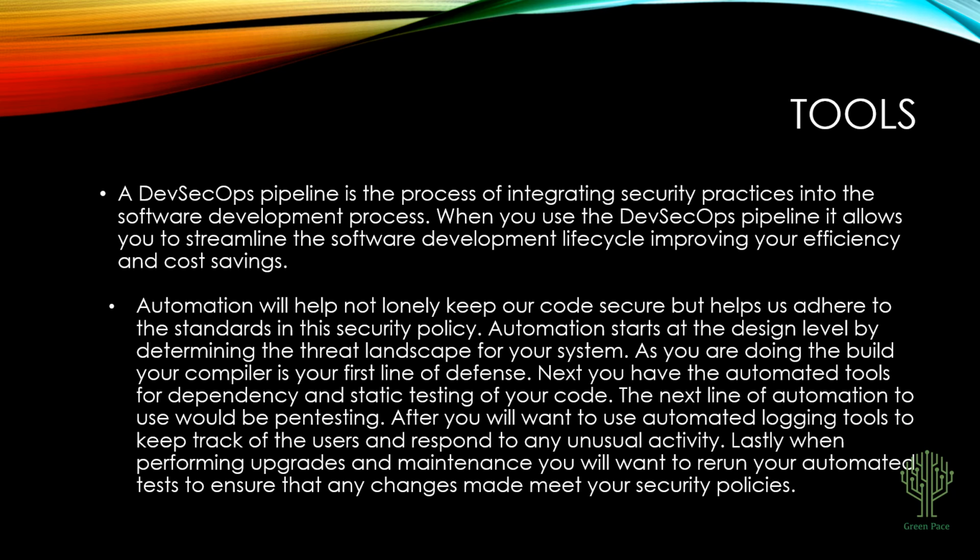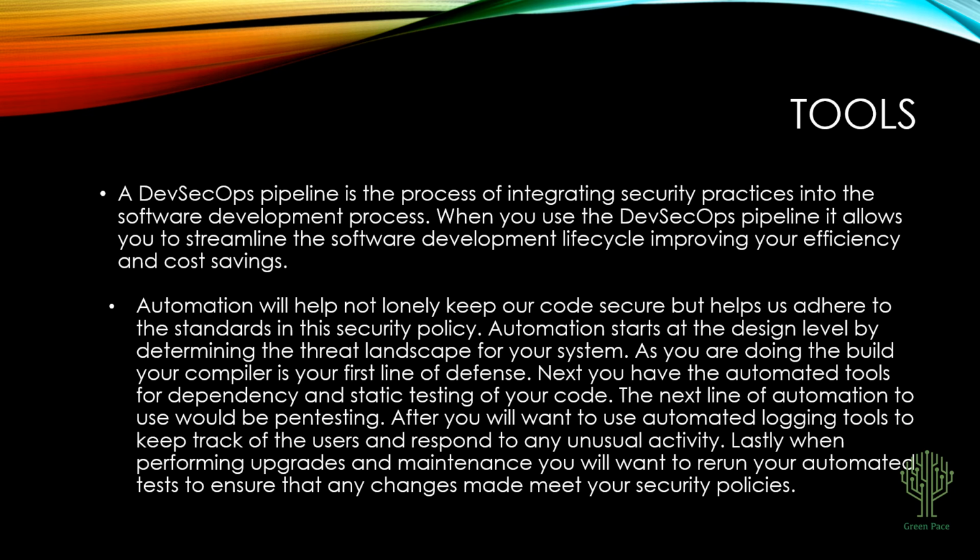A DevSecOps pipeline is the process of integrating security practices into the software development process. When you use a DevSecOps pipeline, it allows you to streamline the software development lifecycle, improving your efficiency and cost savings. Automation will help not only keep our code secure, but it helps us adhere to the standards in the security policy.